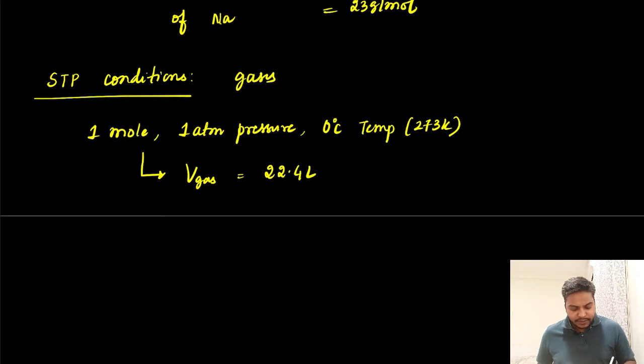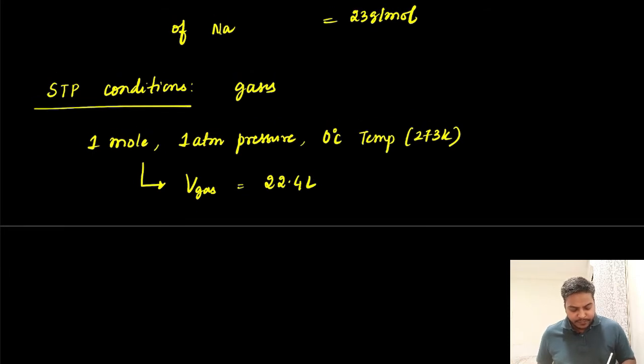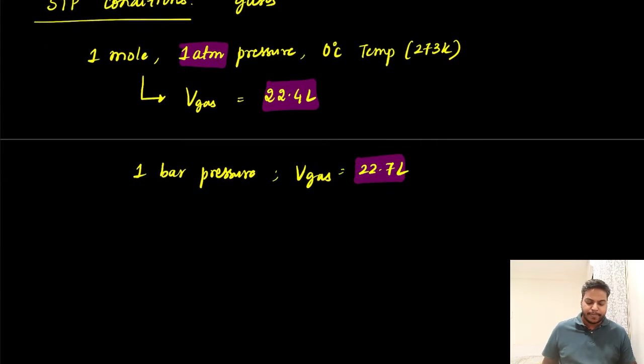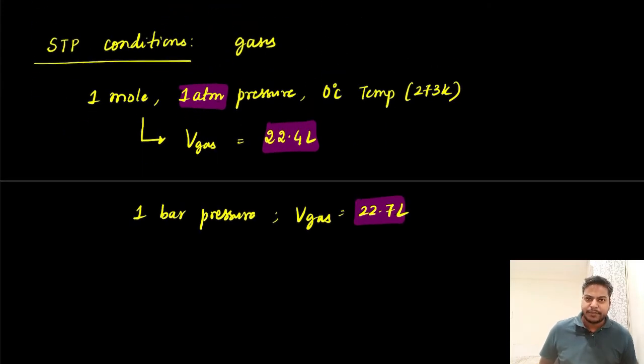Now, in case the pressure is given in atm, then the volume will be 22.4 liters. If the pressure given is 1 bar, rest everything being the same, then the volume of the gas would be equal to 22.7 liters. Okay. So just remember which case to use. So this is an STP condition.